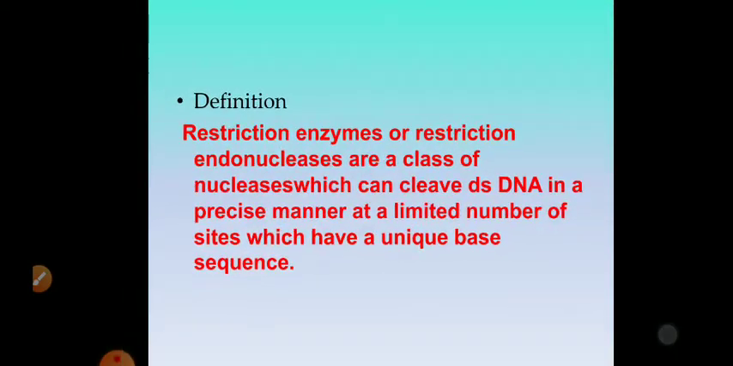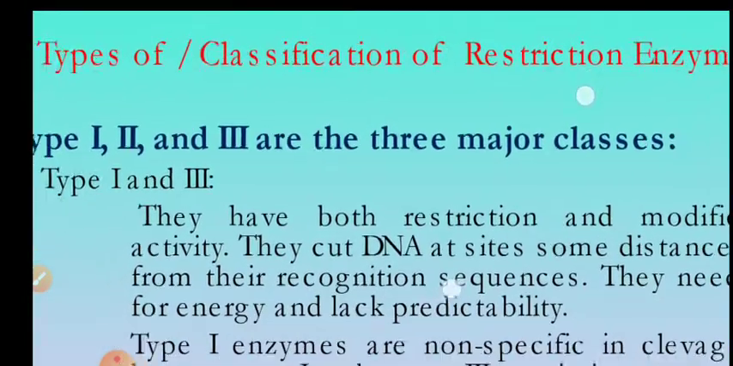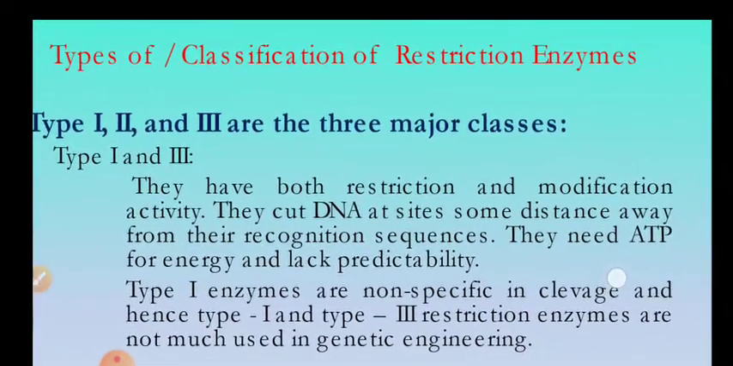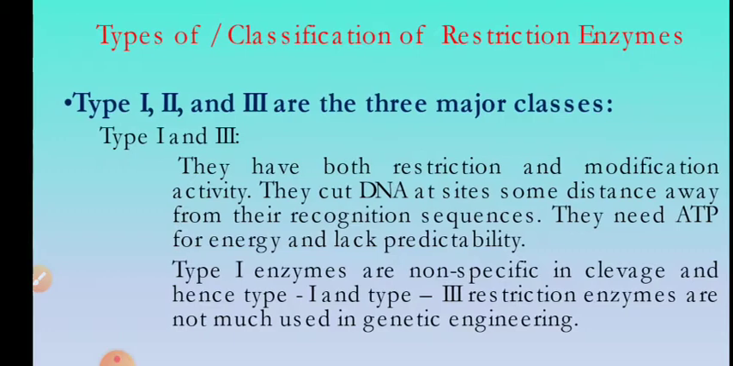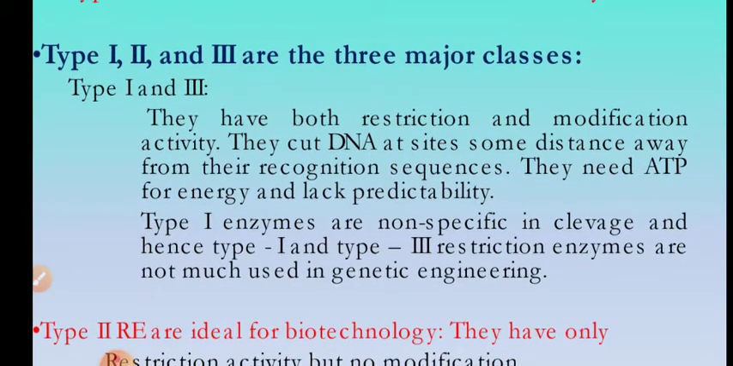Now, there are 3 different types of restriction enzymes. If you study the types or classification of restriction enzymes, there are 3 major classes. You have to remember this: type 1 restriction enzyme, type 2 restriction enzyme, and type 3 restriction enzyme. These are the major classes.